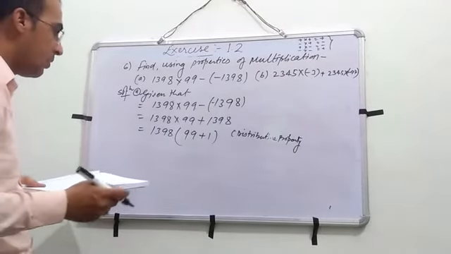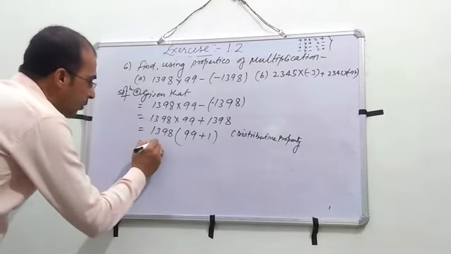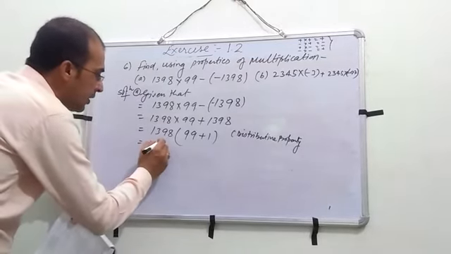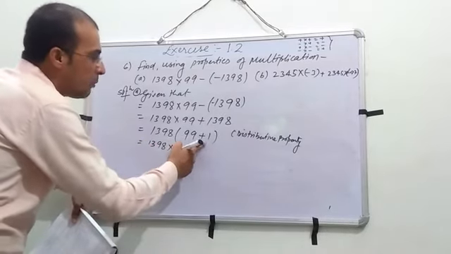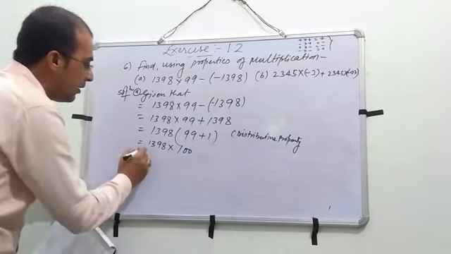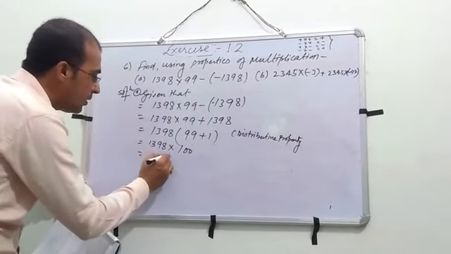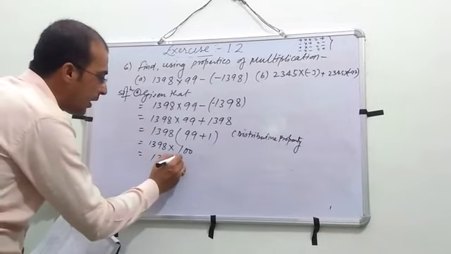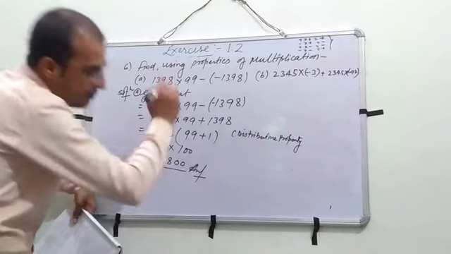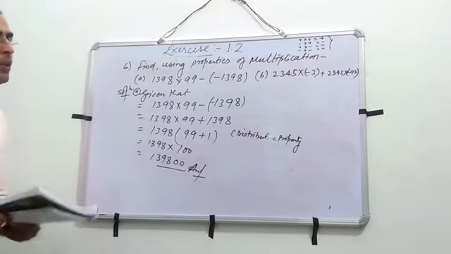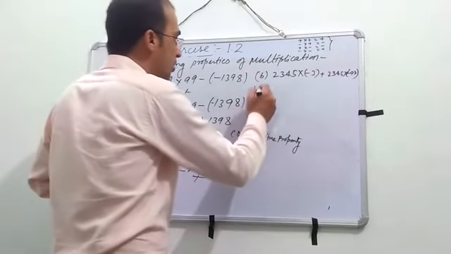Okay. So you can write 1,398 into (99 plus 1), equal to 100. You will multiply, its value equal to 139,800. Similarly, you will do here. What will be the solution?